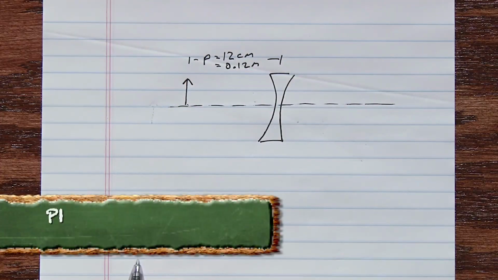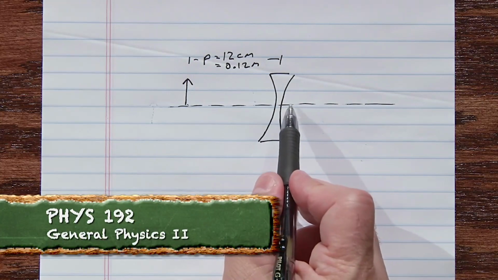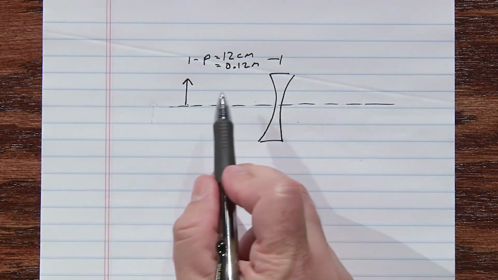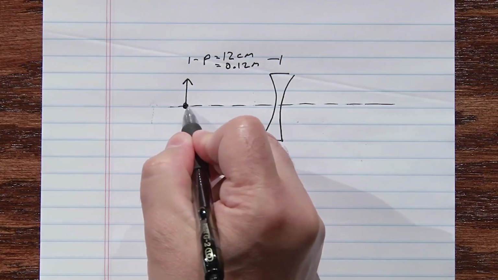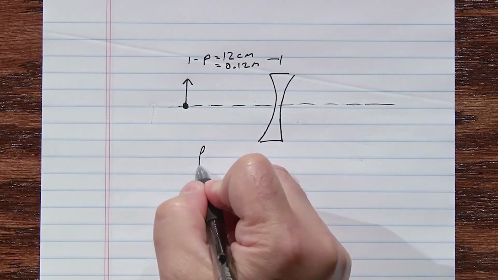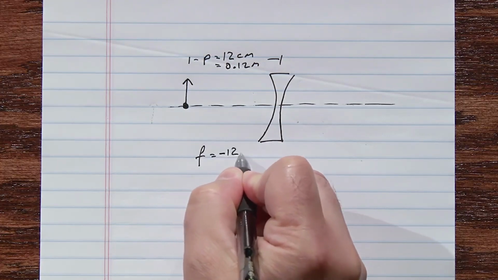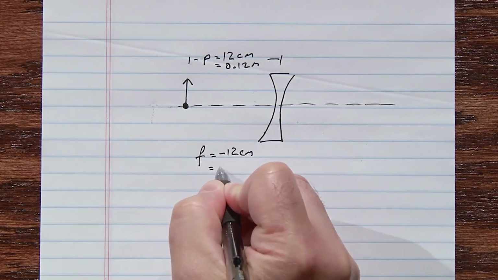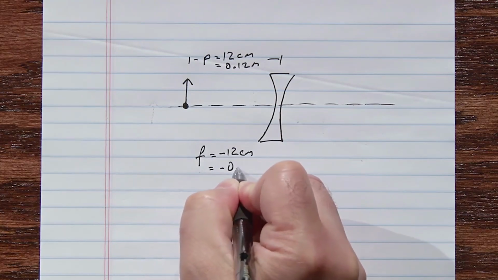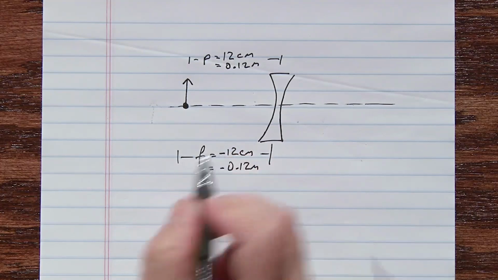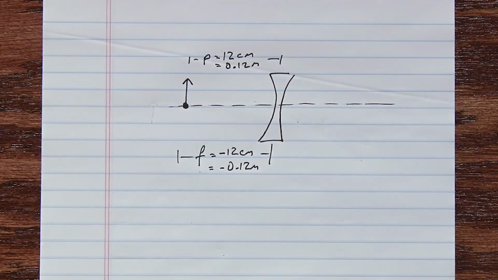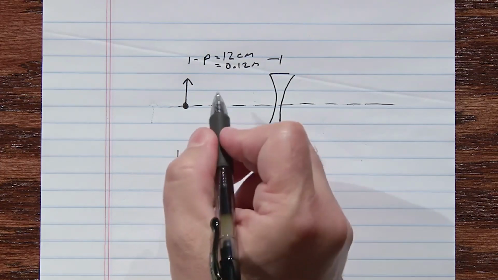And the focal length is -12 centimeters as well, which means that the focal point is not over here, but it is a virtual focal point back here, and they happen to be at the same point. f is equal to -12 centimeters, or f is equal to -0.12 meters. So that's our focal length. Let's go ahead and draw our ray diagram just to see what we expect here.